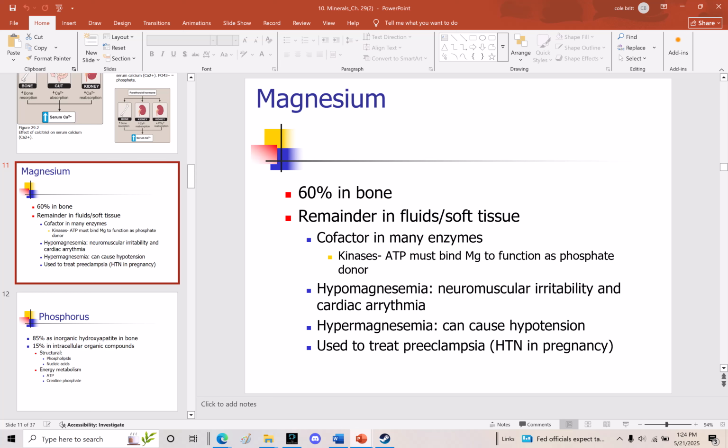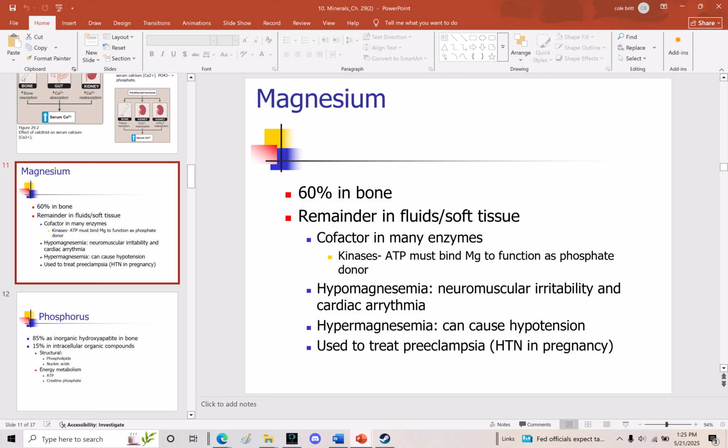And that's because it can interact with or affect levels of calcium. Because it will interact with or inhibit calcium, it will have an effect on your blood vessels, which means it's going to affect your blood pressure, and it'll also affect cardiac arrhythmia. So essentially your heartbeat can be affected because magnesium affects calcium, and calcium affects those things. If you do not have enough magnesium, then you'll have neuromuscular irritability and cardiac arrhythmia. So essentially, it's going to affect your heart.